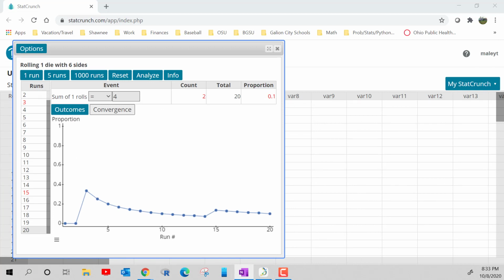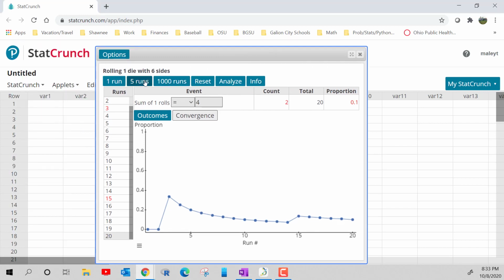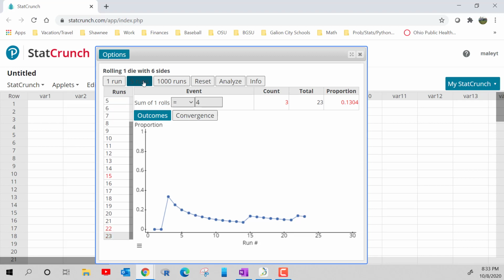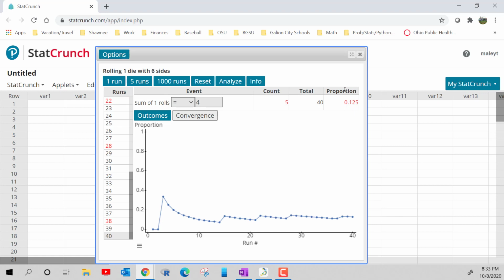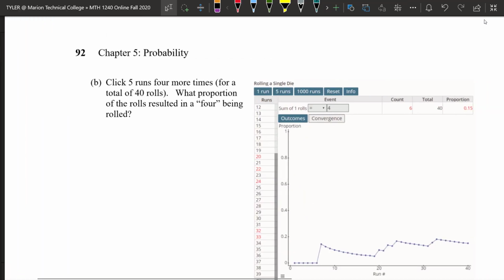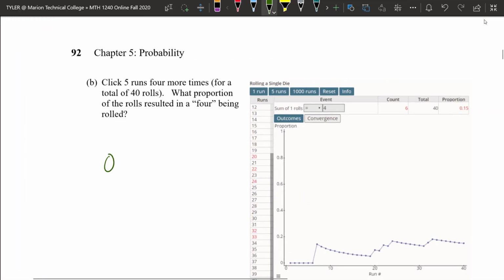On the next page of the notes, it says to click 5 runs 4 more times for a total of 40 rolls. So we want to get up to 40 rolls. There's 40 rolls, and notice the proportion now is 0.125. I just need to write that down in my notes for part B. So we got 0.125, I believe it was.